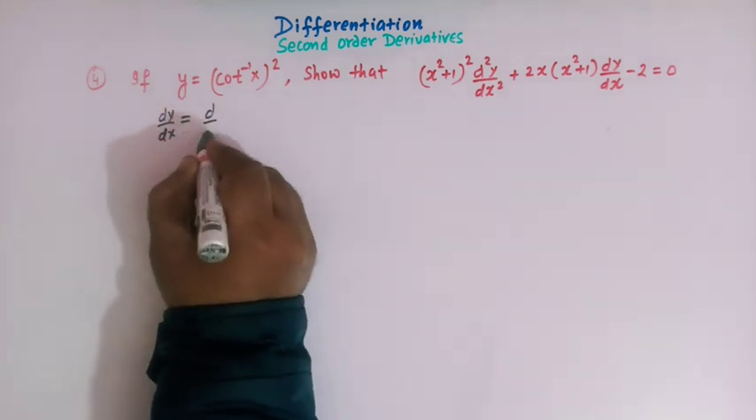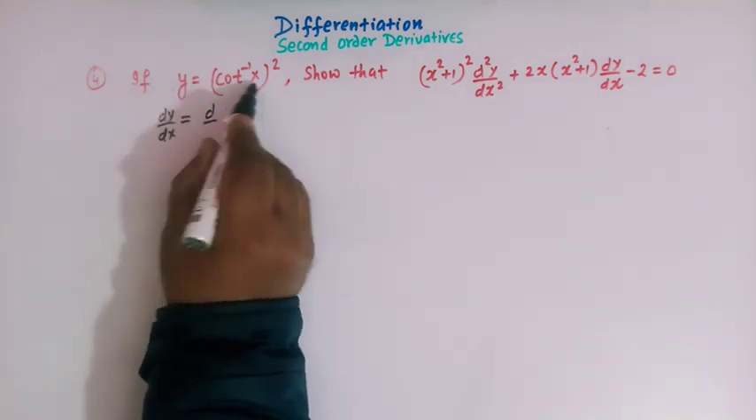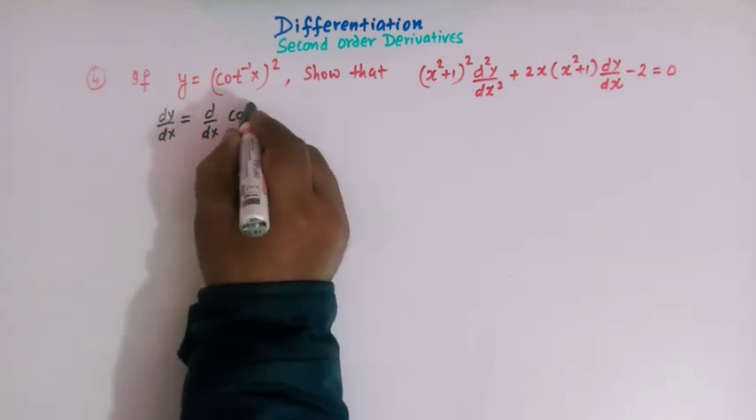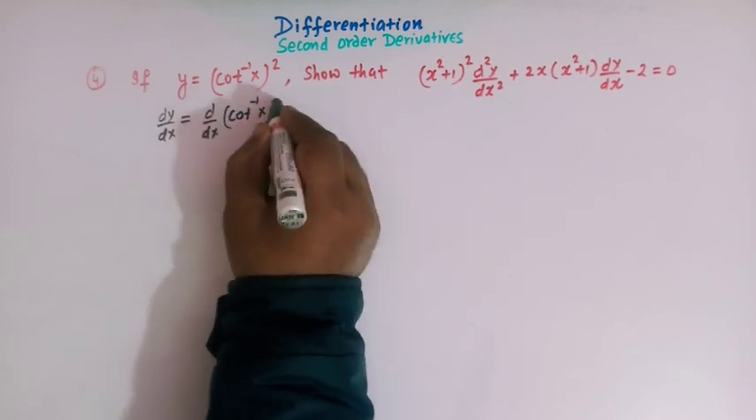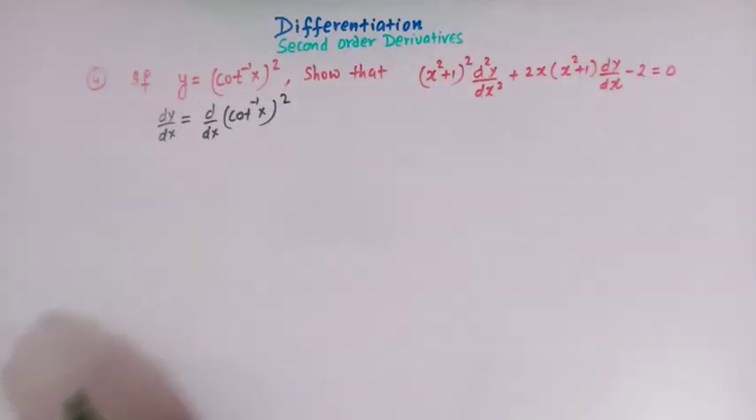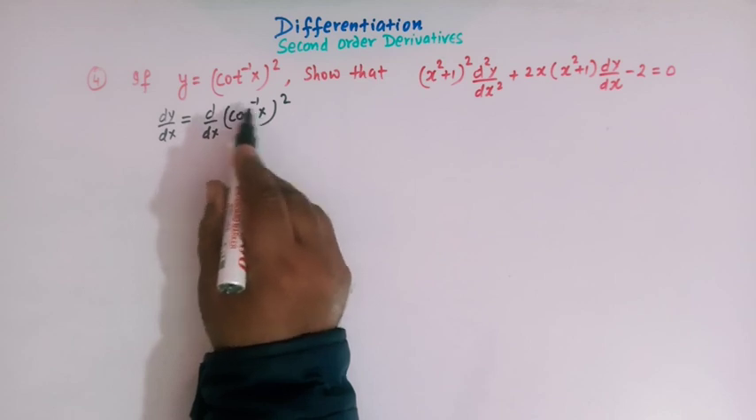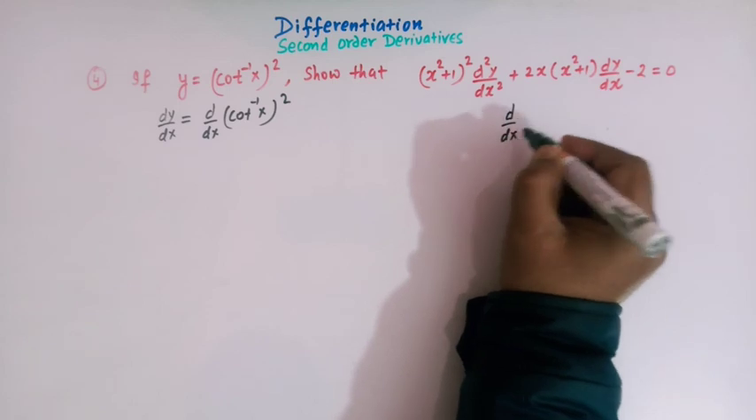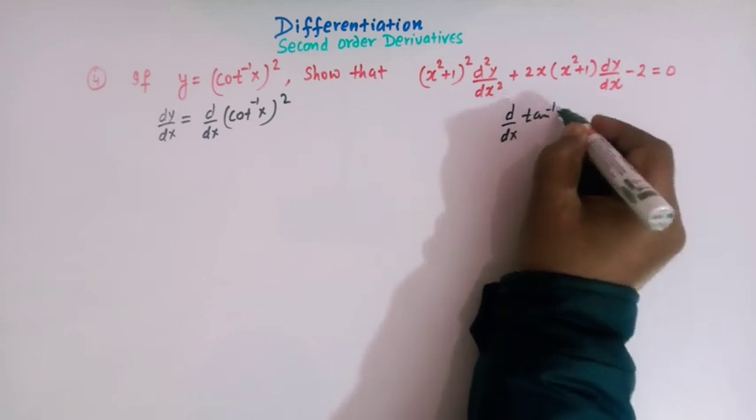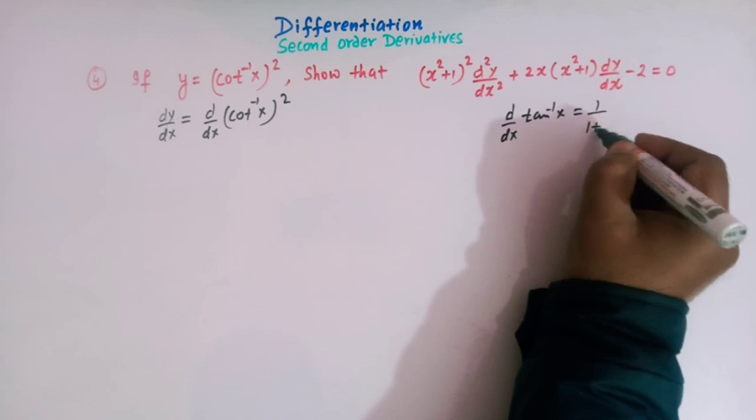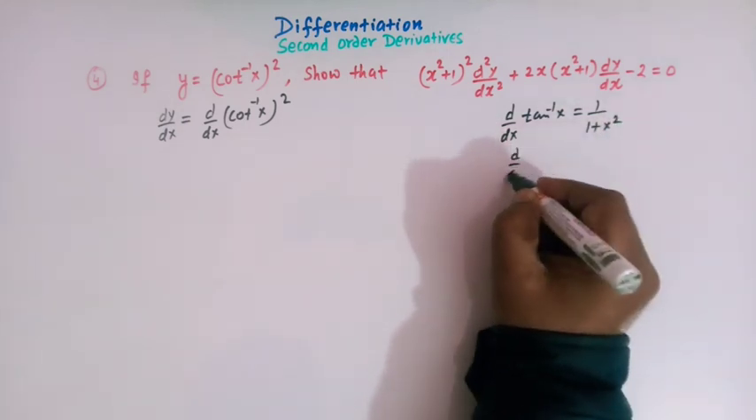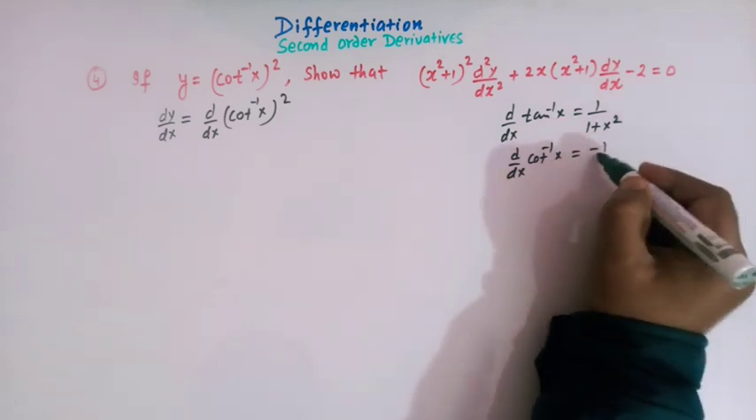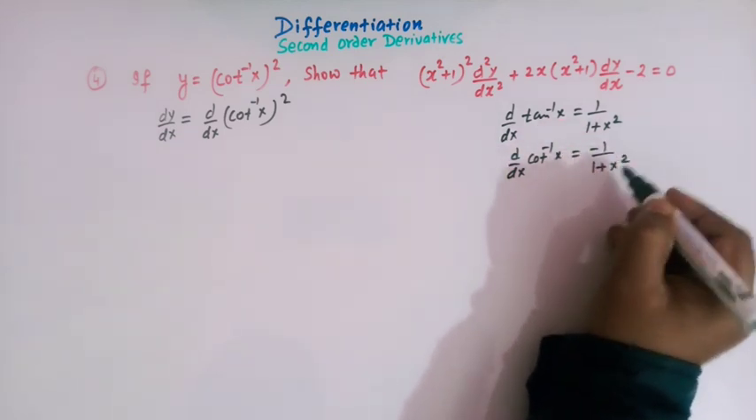Right? So here we will differentiate both sides with respect to x. So we have d by dx of (cot inverse x) whole square. Now here we'll make use of one standard result from differentiation. We know that the derivative of tan inverse x is 1 over 1 plus x square, but the derivative of cot inverse x is negative of 1 over 1 plus x square.